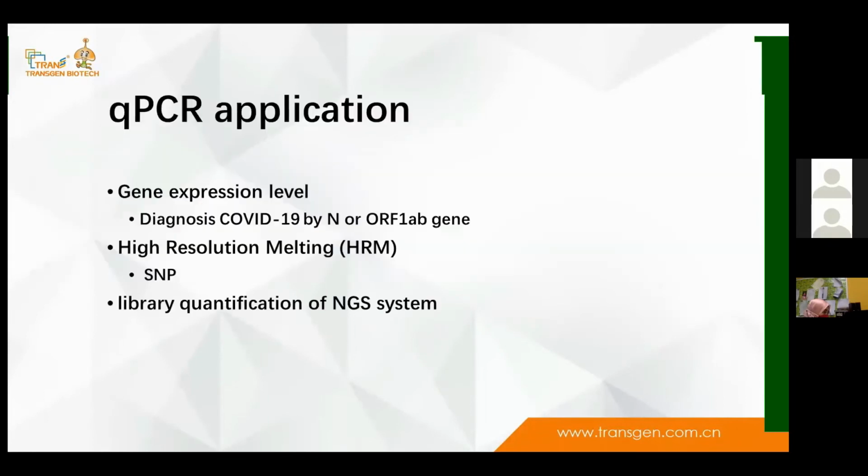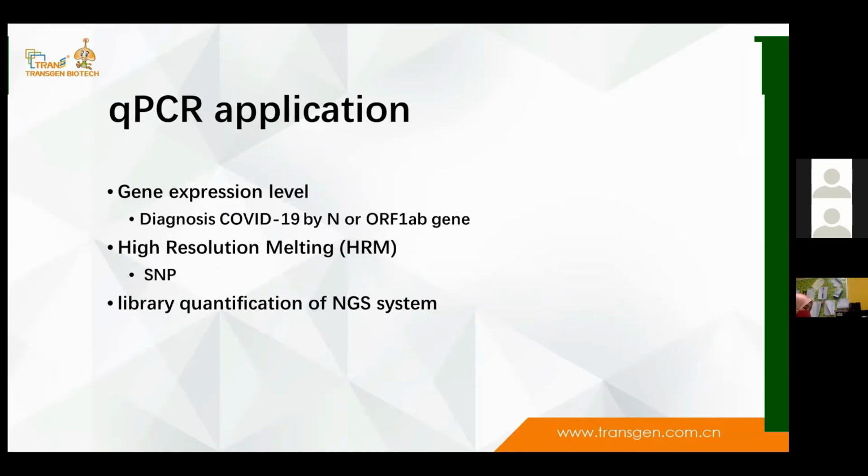The other one is the high resolution melting curve. We call it HRM. HRM is a very specific experiment that can detect SNP systems. Not all machines can do HRM. It requires a machine that controls the temperature very precisely.